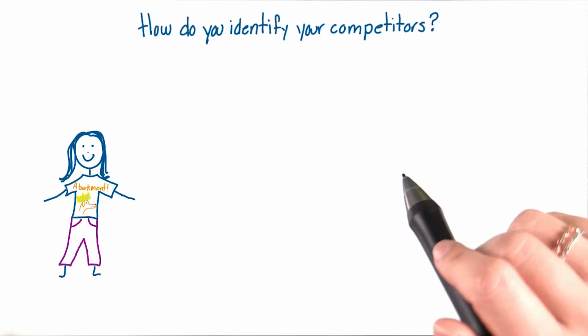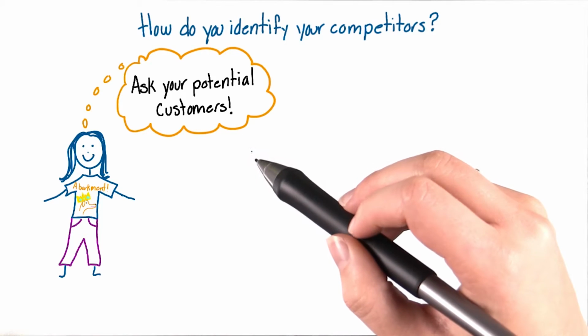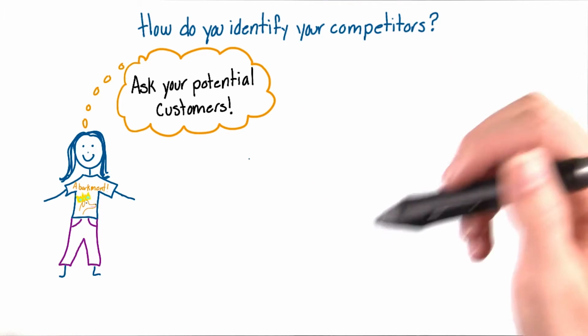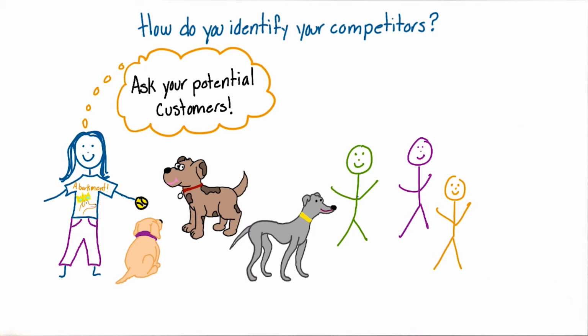So how do you identify competitors? Well, you can always just ask. Ask potential customers how they solve the same need you solve. So with Abarkment, we can go to a dog park and talk to different dog owners and ask them how they solve the problem of having someone watch their dog while they're on vacation.